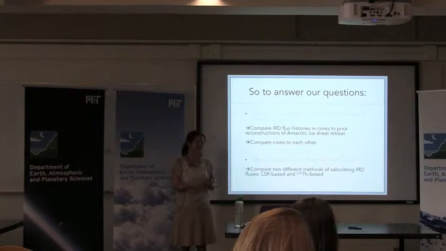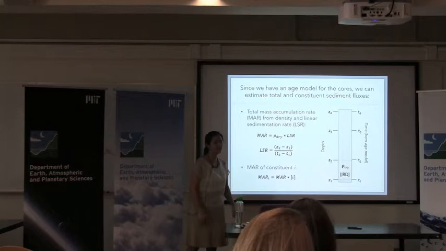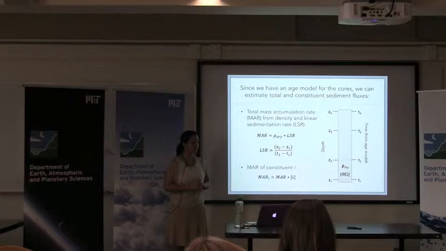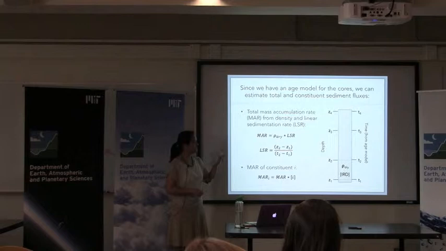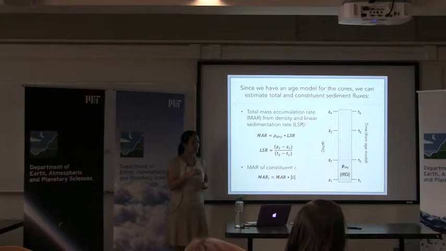So I'll explain a little bit about each of these methods. The linear sedimentation rate based method uses the age model that we already have for the core. At different points in the core's depth, we have age model tie points, and we can use them to figure out the linear sedimentation rate. We assume that the sedimentation rate was linear between those tie points, and we can find that.